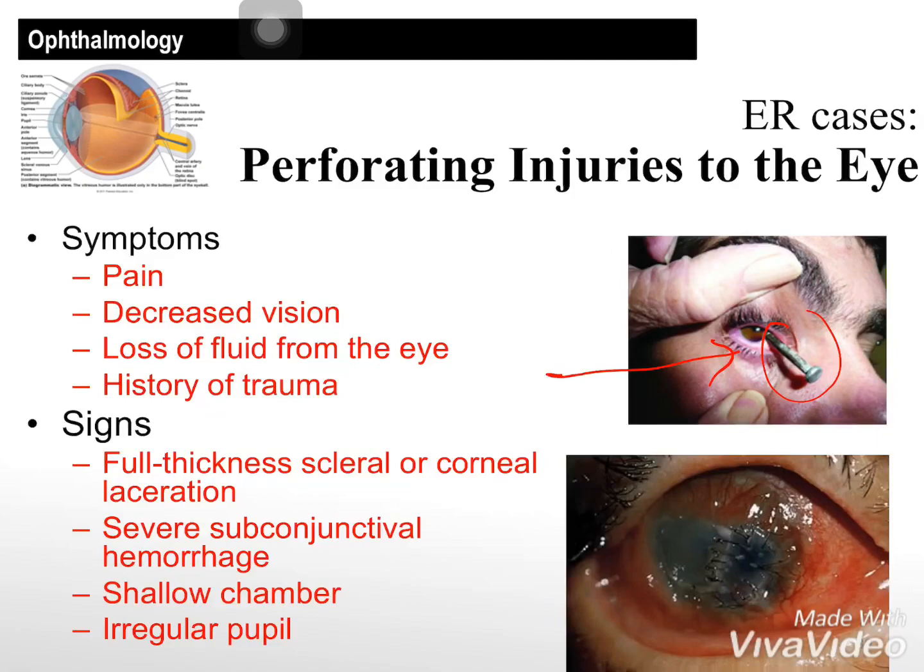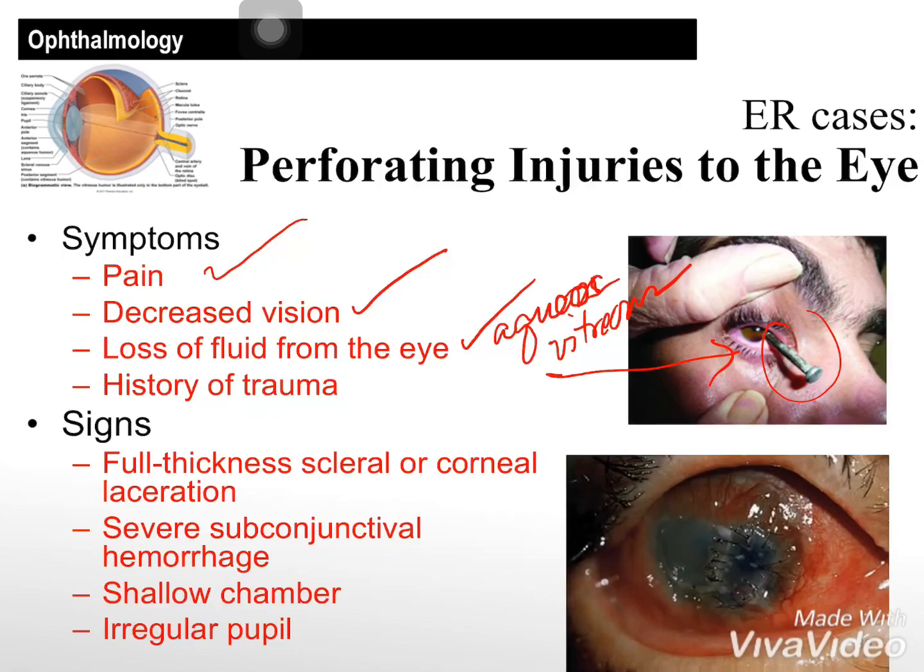So the major signs and symptoms of a perforated eye are sudden decreased vision and severe pain. It's a very important question that you have to ask: if there was fluid that flowed out of the eye when the injury happened. That will be telling that the aqueous has flowed out, or the vitreous. Okay?